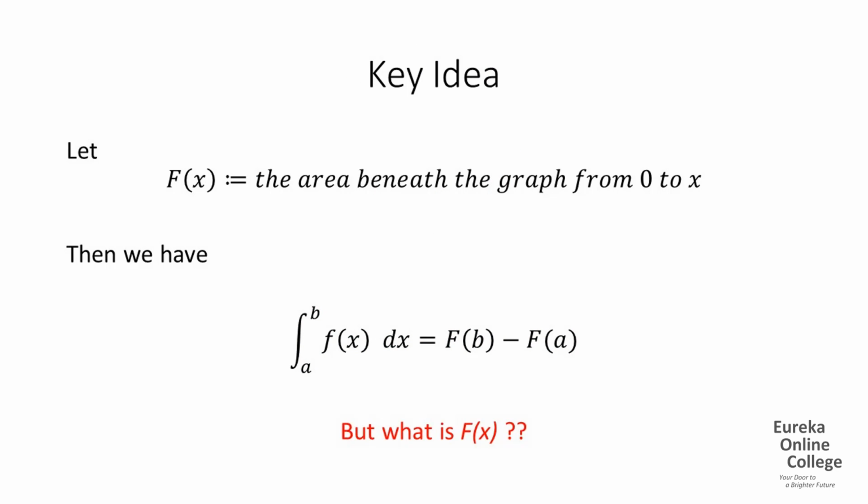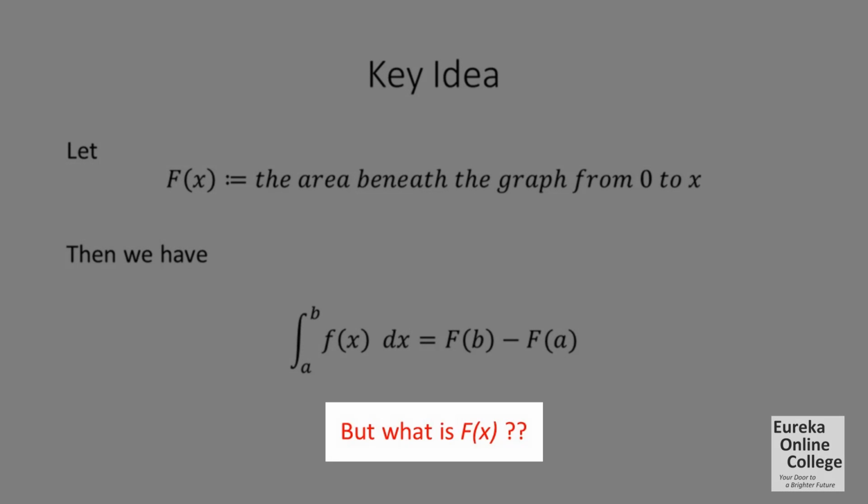So in other words, we go back to this key idea, we have our formula. The integral between a and b of f of x dx is equal to big F of b, which is the area beneath the graph from 0 to b, minus big F of a, which is the area beneath the graph from 0 to a. But of course, we haven't really solved the problem, we've just rephrased it, because we don't know what big F of x is. If we had some way of figuring out big F of x, then we'd be done. But we don't. So let's see if we can figure out what big F of x is.